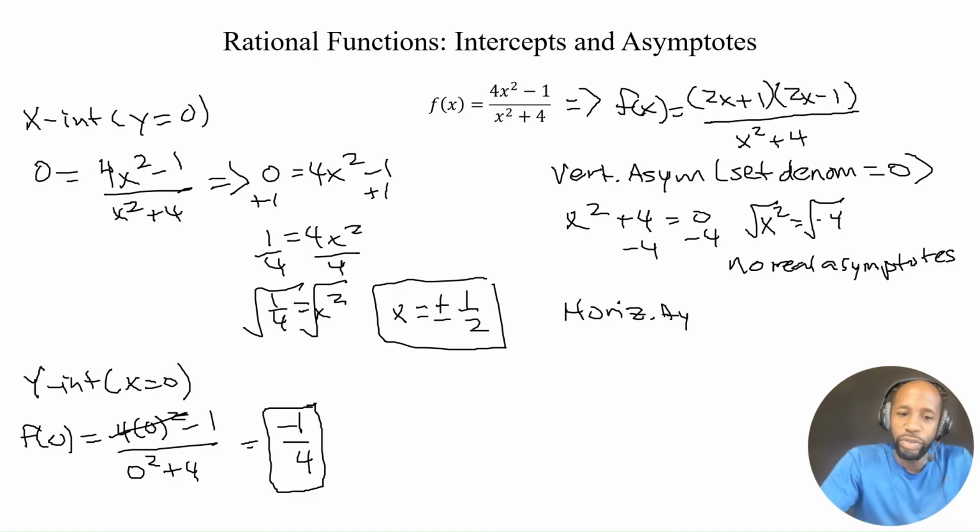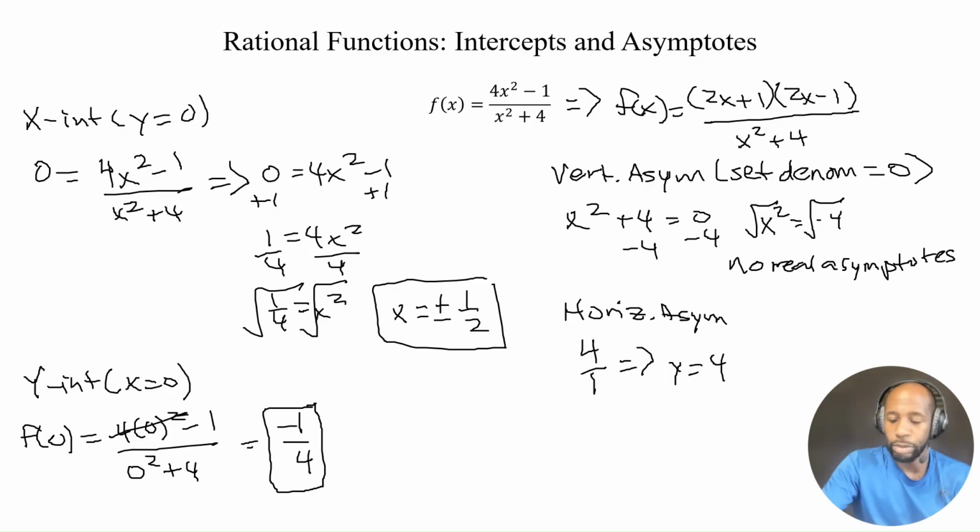Writing a little bit too fast here. So remember, what we want to do here is look and see that the highest degrees of the top and bottom polynomials are the same. So we're going to take the ratio of the coefficients. That's going to be 4 over 1, or y equals 4 for a horizontal asymptote. Okay, and let me box those in as well.